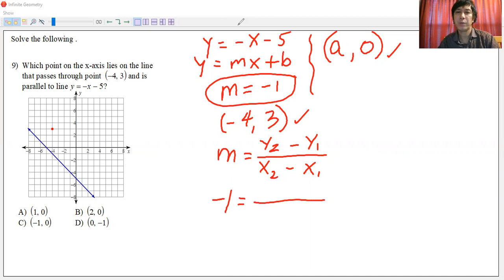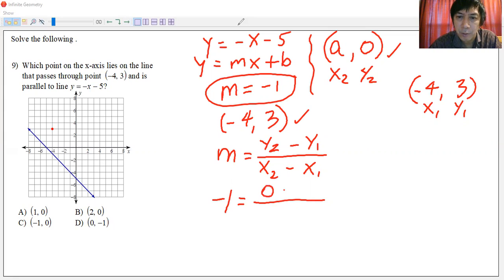Let's put labels first. Let the A0 be our x2, y2, and let the negative 4, 3, the extra point, be x1 and y1. So we can now use it in the formula. So y2 is 0 minus y1, that's 3. And then we have x2, that's a, minus x1, which is negative 4. All right, and then we will solve for the a.